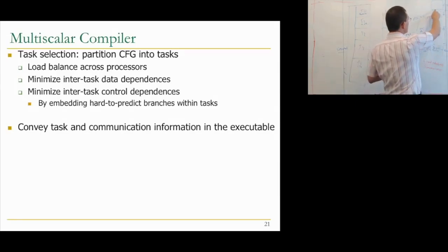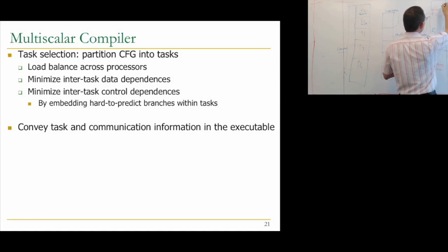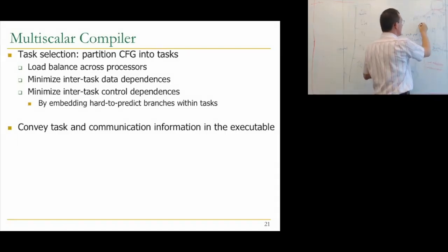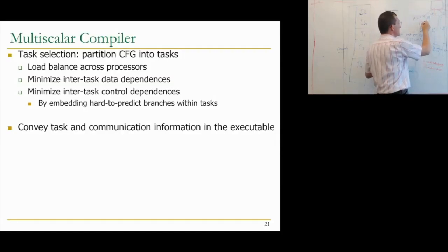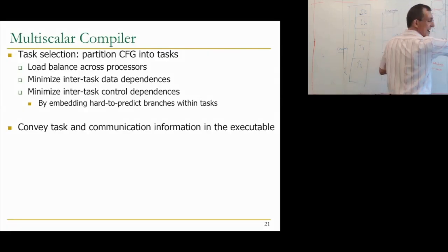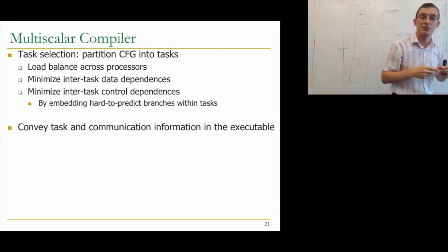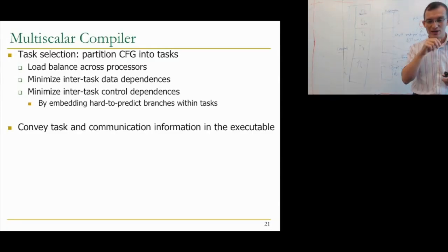Basically, if the control transfers between the different tasks are predictable, then this task sequencer can do a good job assigning tasks to different processors and predicting the next task, which is good. If there's a hard to predict branch, it's better to embed it into a task, because if there's a hard to predict branch that affects only this task and nothing else, then you don't need to flush all of the other tasks. The branch prediction can be handled solely within this task. So it's good to embed these hard to predict branches within the tasks. And that's one of the jobs of the multiscalar compiler. You can read the paper for more detail on the benefits of this.